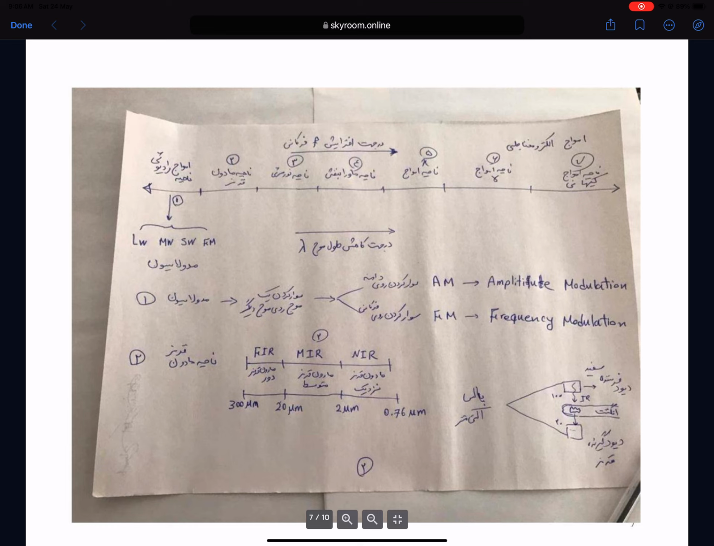It means that you can put frequency on top of the frequency of the electromagnetic wave, which they use in radio frequency areas, and they have a lot of applications which I don't want to talk about. But I have a question for you. Look at this figure. Under the radio frequency, we have four categories: LW, MW, SW, and FM. Can you tell me which one has a higher frequency than the others?